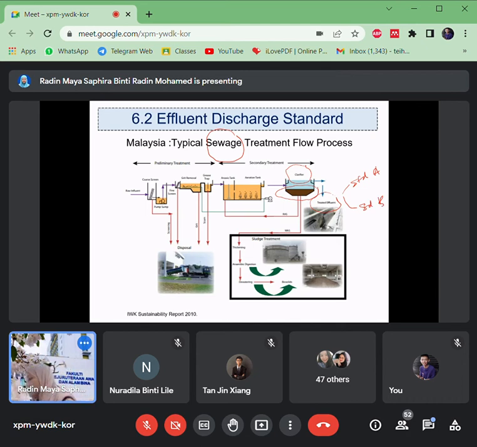So I would like to ask Haris Dahlan. So what does it mean by standard A? Standard A, daripada upstream. Upstream, ya betul. Upstream of the flow, of the water intake.